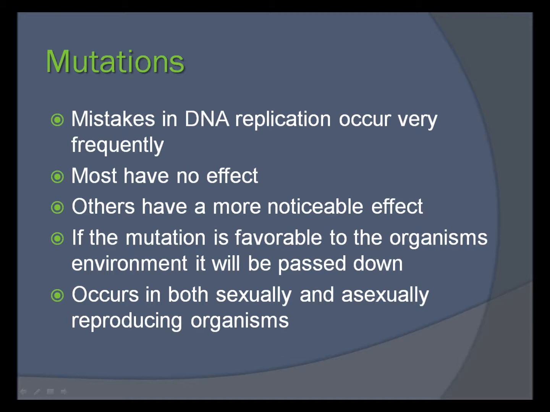The final method of genetic variation is mutation. Mutations are mistakes in DNA replication and occur very frequently. Mutations that are significant in gametes may either help or harm the success of the organism. According to Charles Darwin's theory of natural selection, those that are helpful increase the reproductive success of an organism. Mutations occur in asexually and sexually reproducing organisms because everybody makes mistakes.